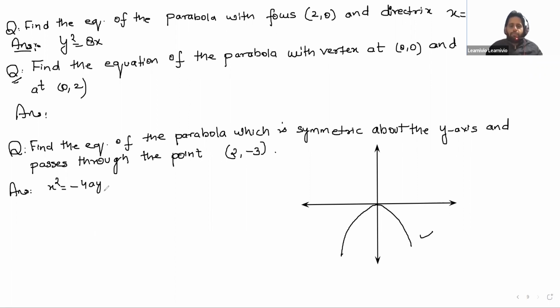Krishna, this question is done. 3x square is equal to minus 4y. Very good, Krishna, that's correct. Yusra, that's correct. And Utvika, you have already completed this. Okay, so the only correction is 3x square is equal to minus 4y. Now any doubt in parabola, Utvika, Krishna, and Yusra? No, sir. Okay, then our parabola is completed.